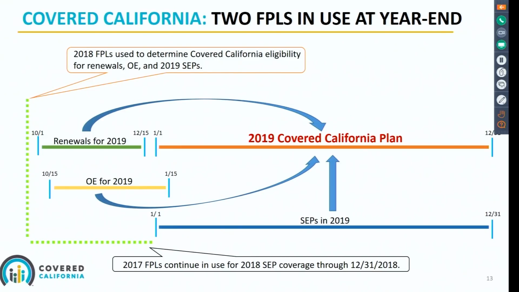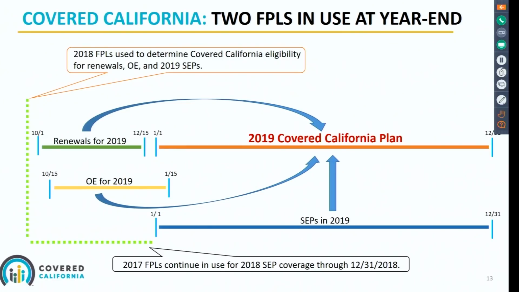So here is the important time frame for Covered California in the fall. We have the same graphic representing the different venues into the 2019 plan year. And in the dotted vertical green line on the left, we see the representation of the 2018 FPLs being used to determine Covered California eligibility for renewals, open enrollment, and 2019 SEPs. For those transactions, we're going to use the 2018 FPL tables as appropriate.